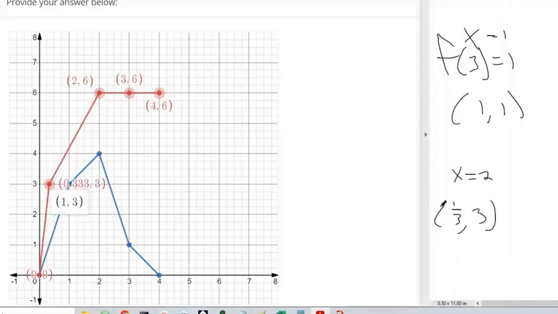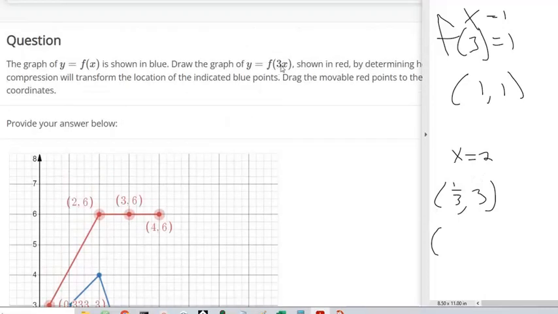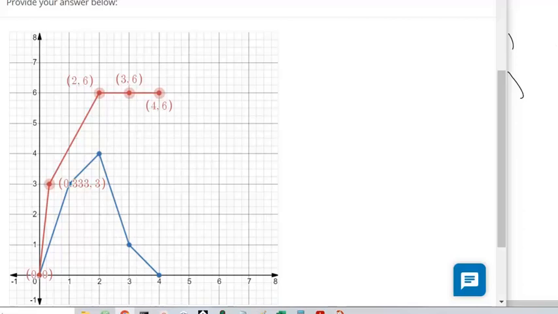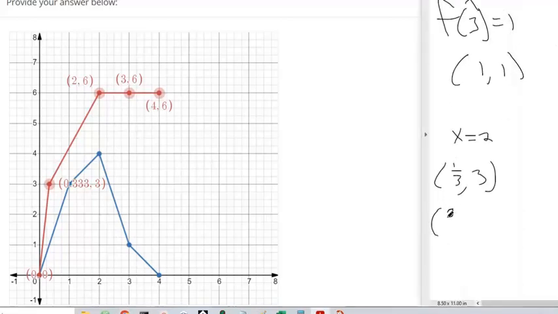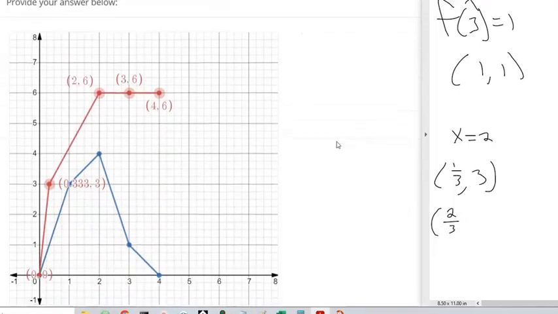You can pick whatever values you want for x. I picked 1/3 just to make sure it landed on the graph. You could try x equals 4, but if you plug in 4 in here, 4 times 3 is 12, and f of 12 isn't possible. We don't have that value in the blue graph. So you really want to pick x values that make sense. And since we're going by a factor of times 3, that means we've constricted the graph horizontally. So it should be a lot smaller. It should be a lot more narrow, I should say.